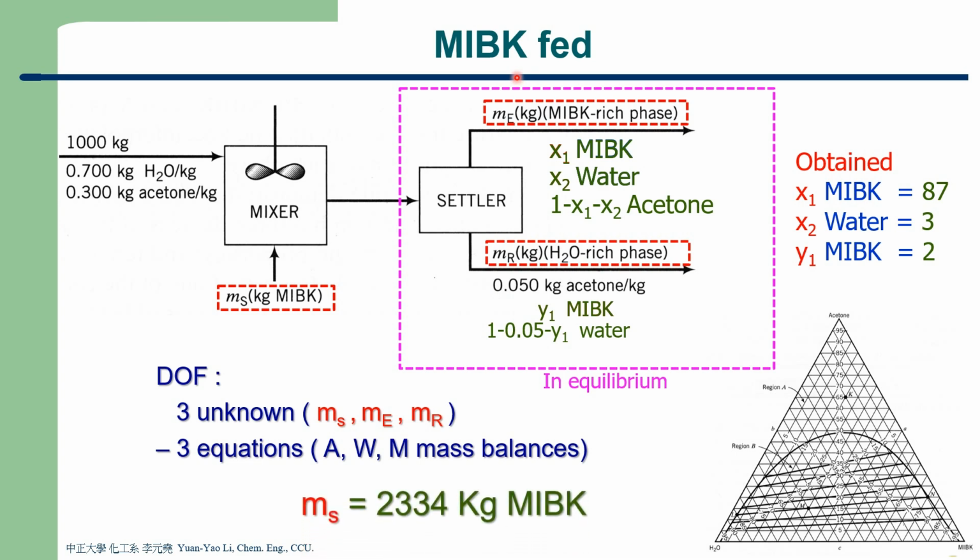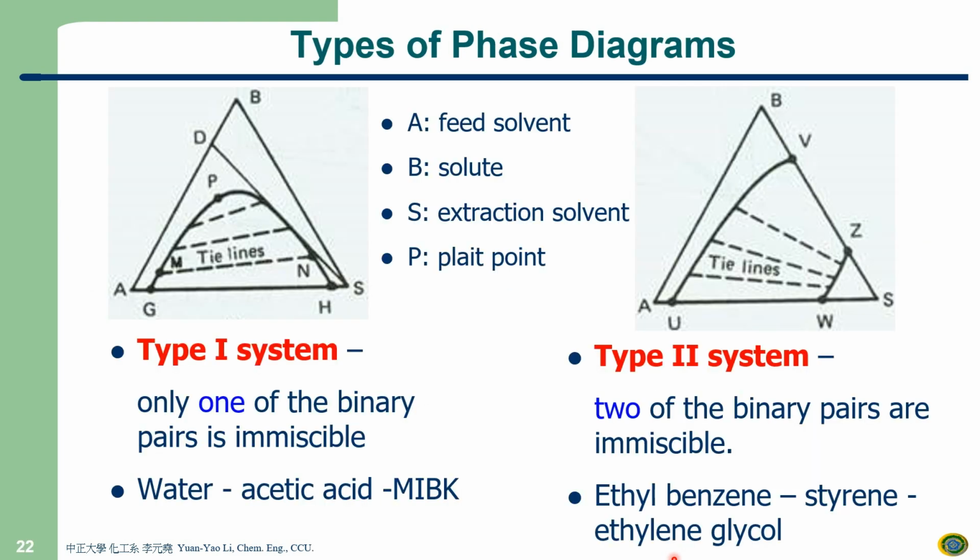So, I don't want to waste your time. Please practice by yourself, and then MS will be equal to 2,334 kilograms. Okay? So we finish this MIBK example.